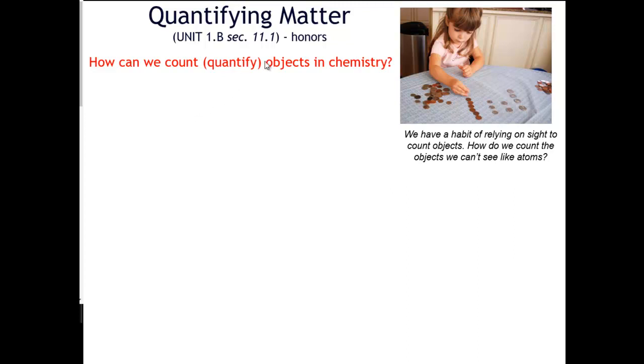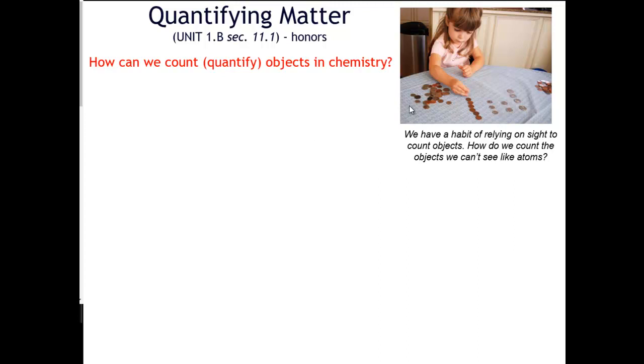We're going to be talking about part two for quantifying matter. This information will be in section 11.1 in your textbook. The idea here is to understand how we count objects in chemistry and what that amount of objects is that we count when we see.